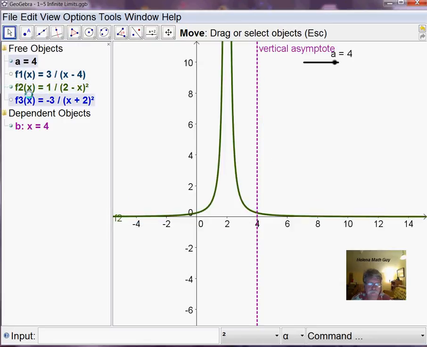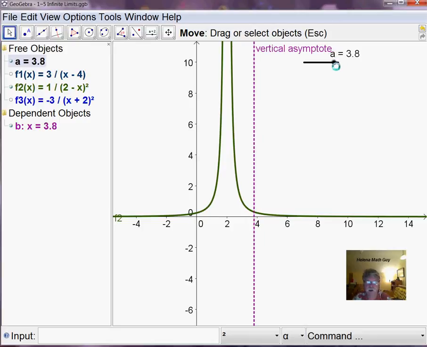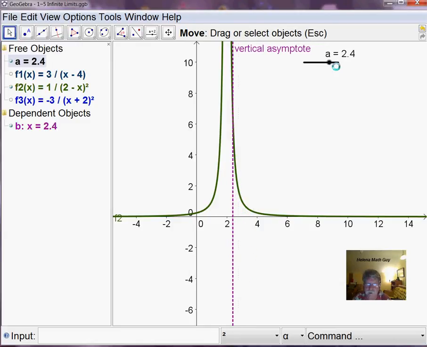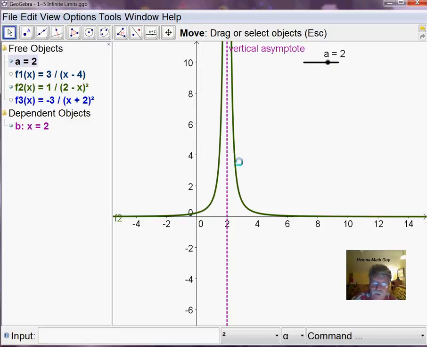We'll turn that one off. Now I'm looking at f2. f2 over here, if you look on the left side of the screen, is 1 divided by 2 minus x squared. Let's adjust that vertical asymptote. I think you can look at the value of that function. Look up there. What do I put in for x to make it undefined? Clearly you can't divide by 0, and when x is 2, it's undefined. So there's the vertical asymptote.